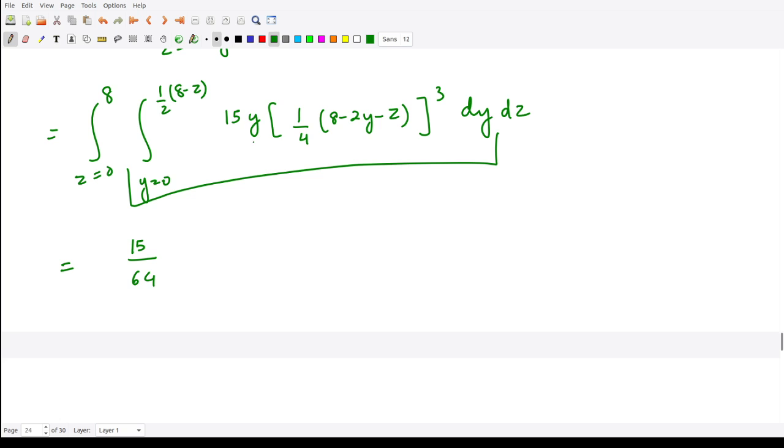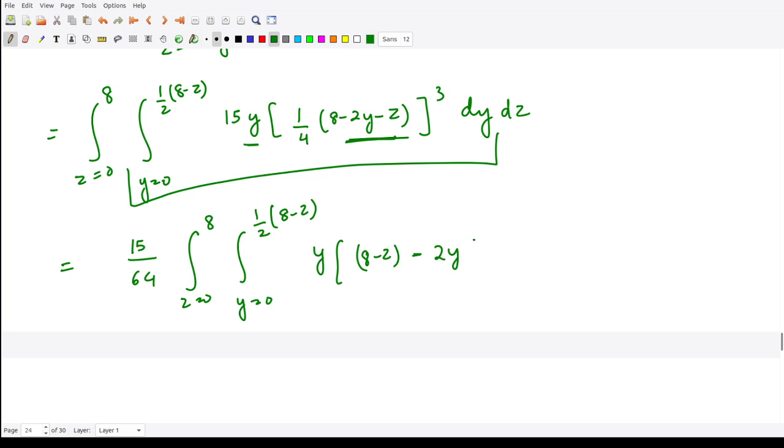So when you perform the integration with respect to y, you have these quantities. So now just solve this integration here. For the integration, I can write y varying from 0 to 1 by 2 (8 minus z), and I have y, and here I can write this 8 minus z in one place and minus 2y in one place, and then I can open up this cube. So it would be the cube of the first quantity, a minus b whole cube. So it would be a cube minus b cube minus 3ab (a minus b), right?